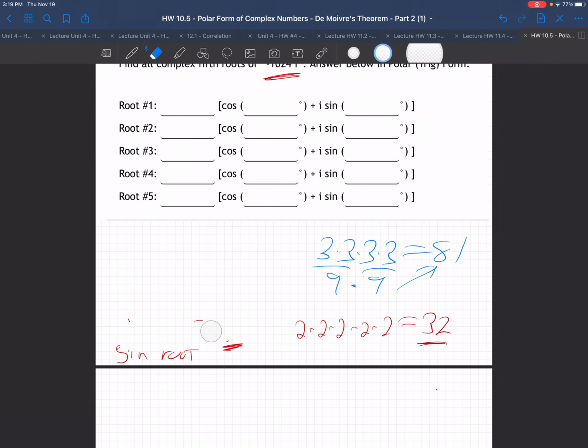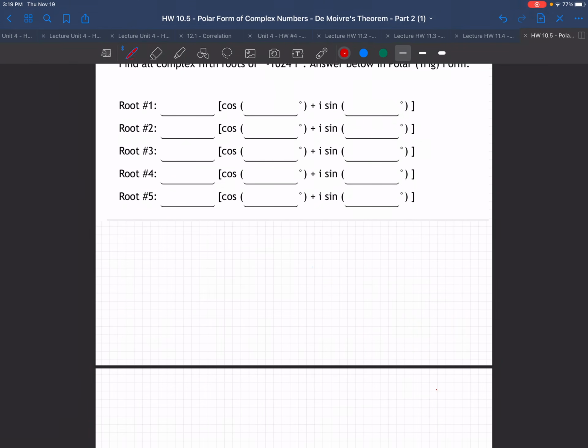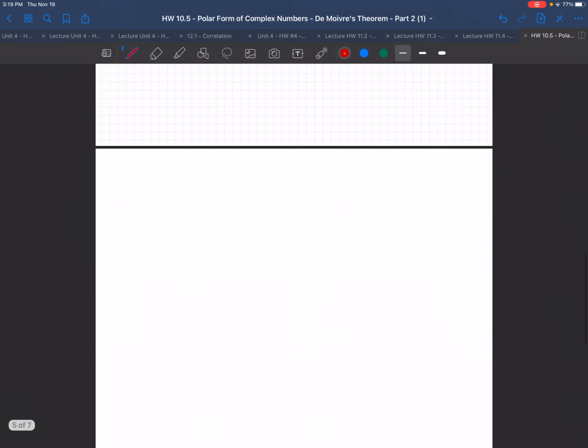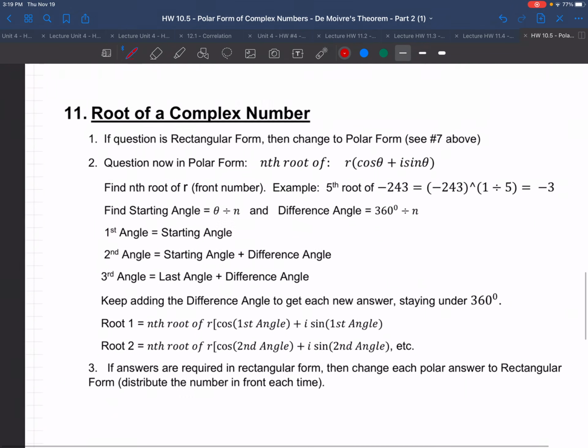All of that is just intro. Now let's actually do it. What's the actual method? How do we do it? Well, you go to the notes. The exam 4 notes, I put it right here for you.